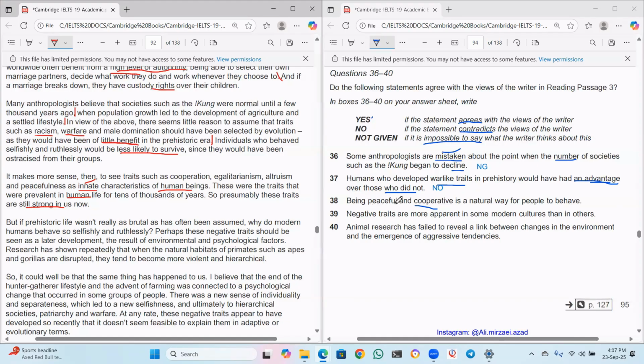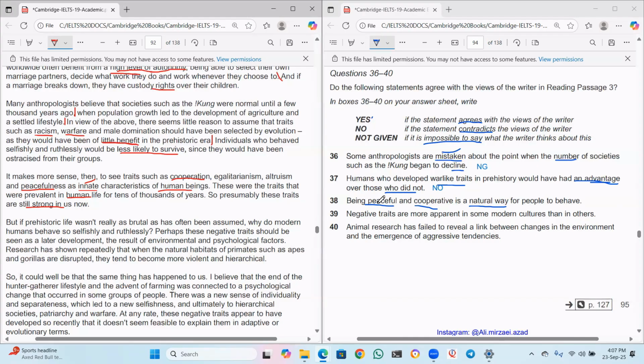Being peaceful and cooperative is a natural way for people to behave. Natural way means, again, innate way, inbuilt way. Naturally it came to them. So, being peaceful is one word. Peacefulness, we have it here. Next, cooperative. Yes, cooperative, we have it here. Being peaceful and cooperative is a natural way, means innate way, for people to behave.